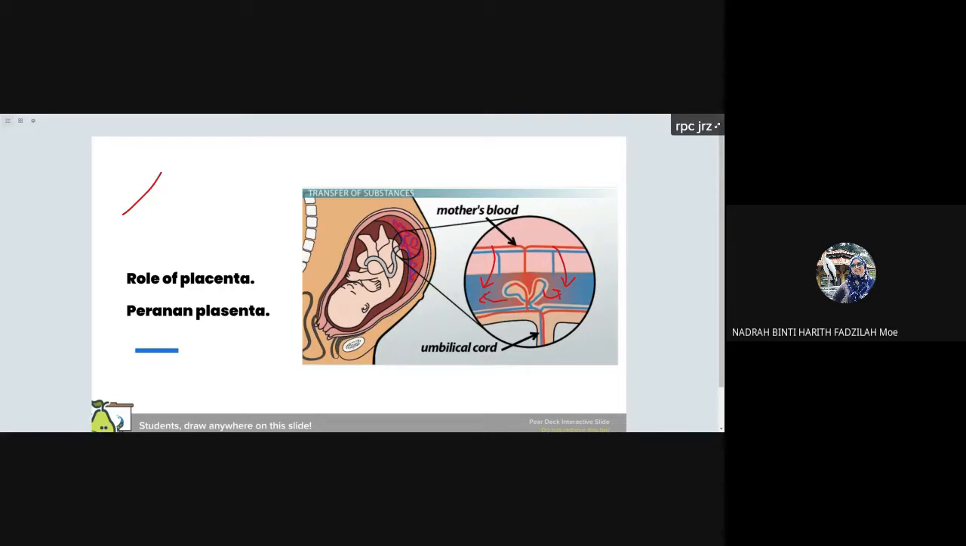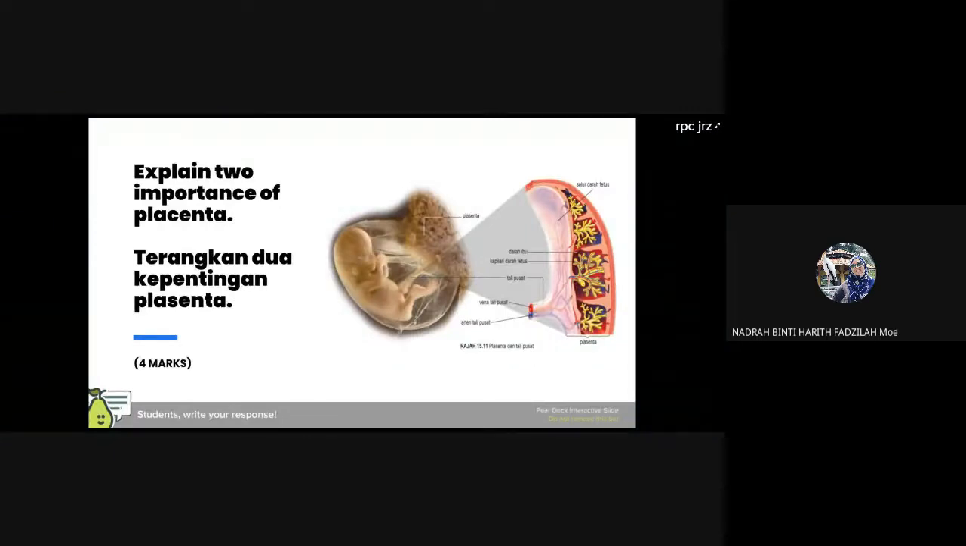So on that note, let us try to explain two importance of placenta. Cuba terangkan dua kepentingan placenta. When explaining the importance of placenta, it is the importance of a structure. When explaining that, we need to include what are the characteristics of the structure we want to discuss, and then how does that particular structure helps the organ atau helps the structure to conduct its function. Okay, silakan.